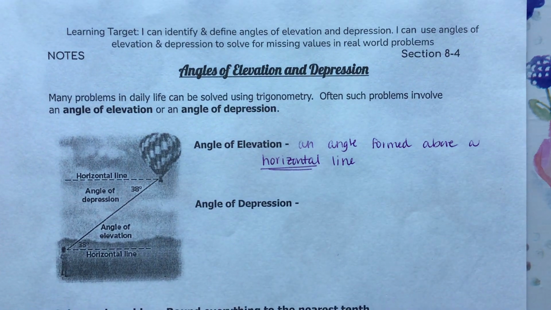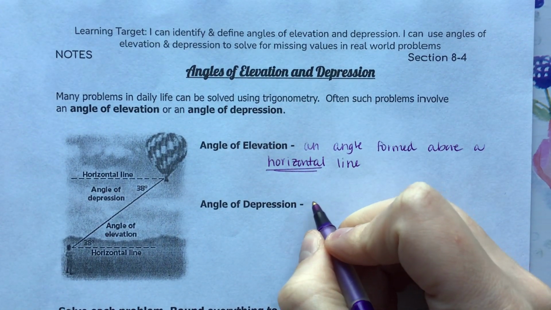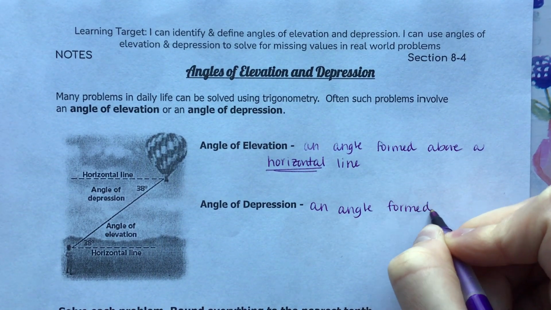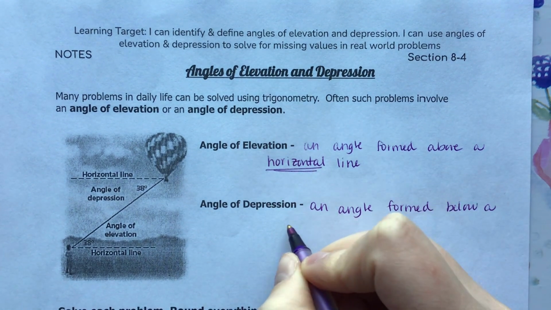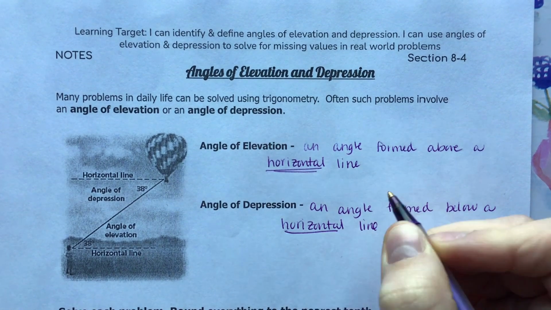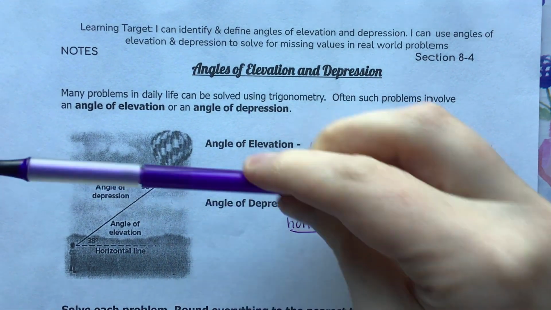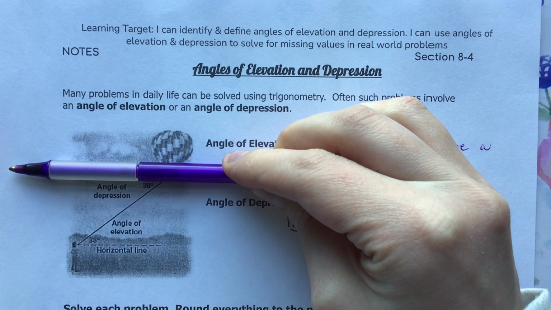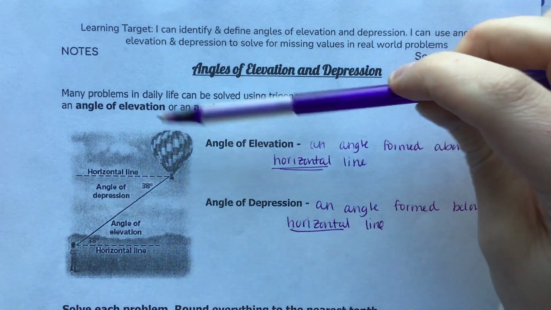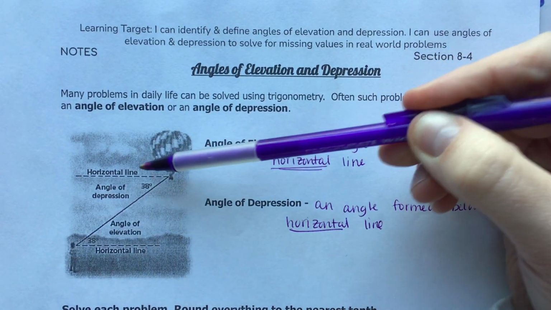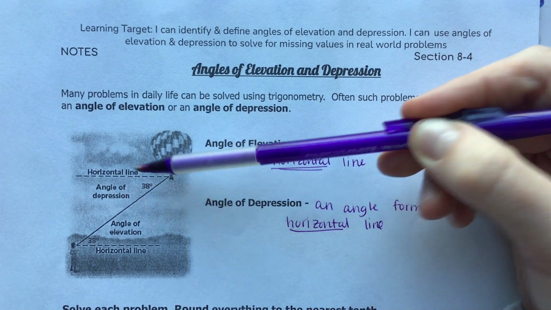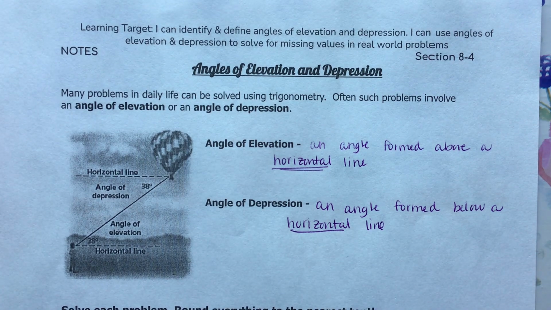An angle of depression is an angle formed below a horizontal line. Once again, I cannot stress horizontal enough. It has to be a flat line that it is being based off of. It is not vertical, it is not diagonal, it needs to be flat horizontal. So in this image, this same line being drawn across this horizontal line, this angle is now below the horizontal, so that's our angle of depression.